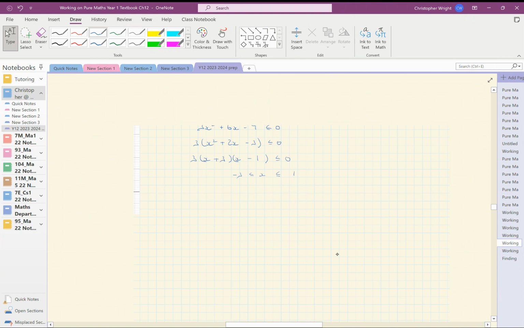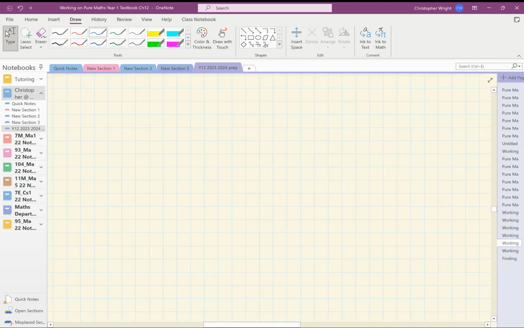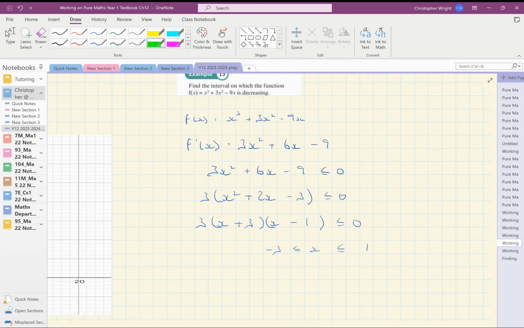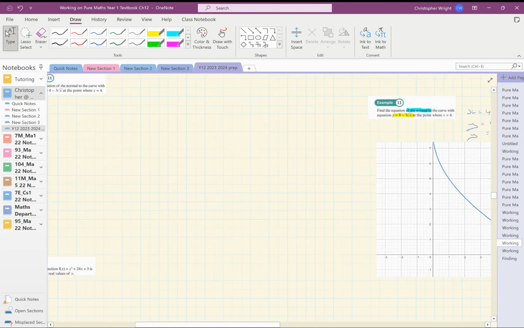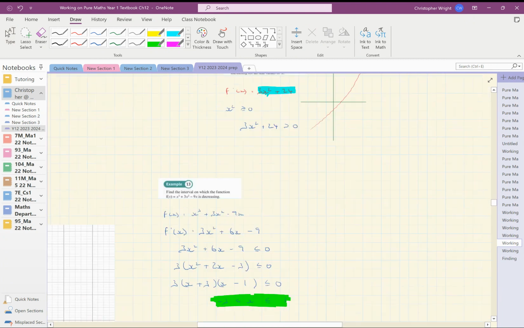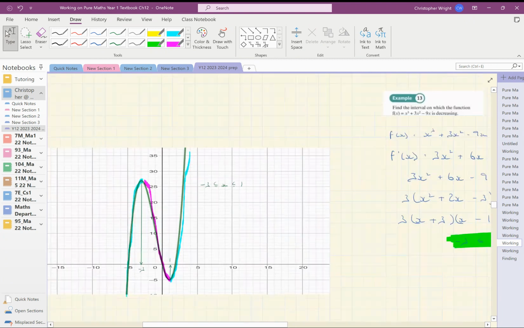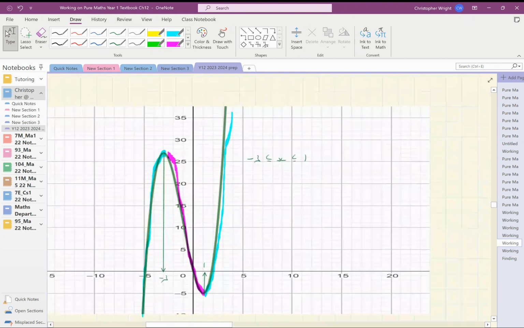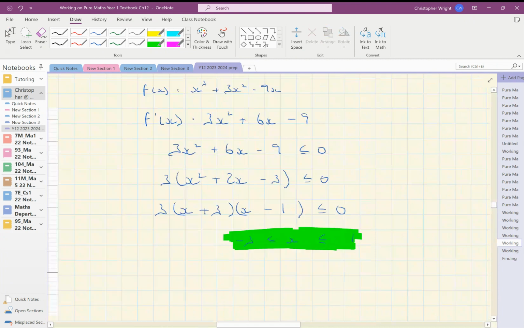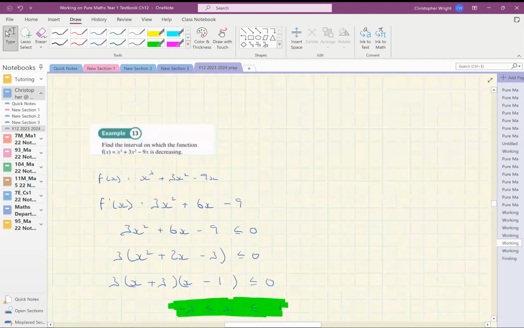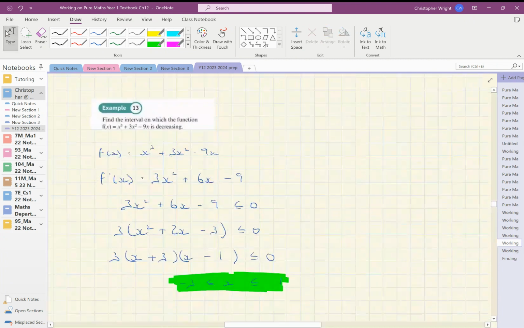So algebraically, I get a solution that the function is decreasing when x lies between minus 3 and 1, which reassuringly is what I also got when I considered the question graphically. Look, we can see the function does indeed decrease when x lies between minus 3 and 1. But here is the solution to example 13 algebraically.